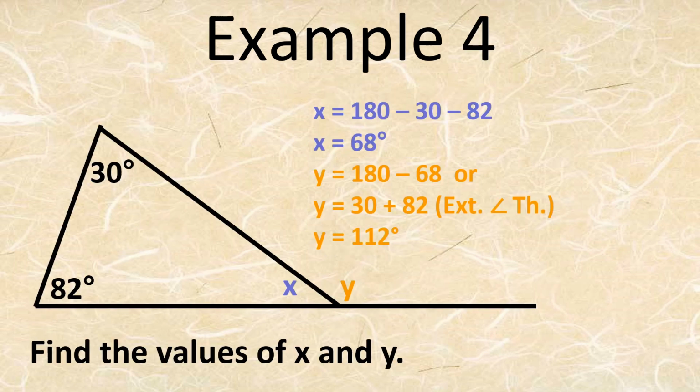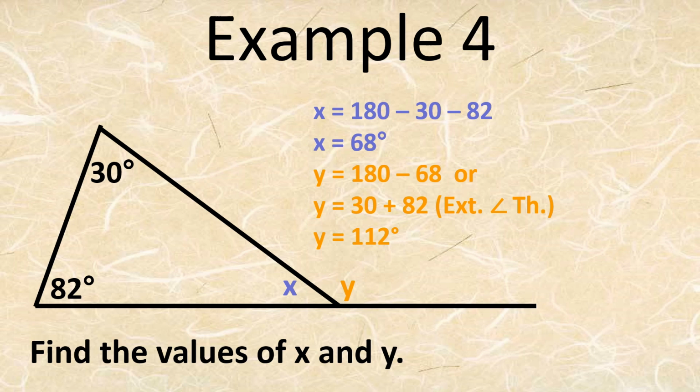Next, example 4. What is x? X is an interior angle. Given the two angles, that means X is equal to 180 minus 30 minus 82, or 68 degrees. What is Y? Y is equal to the sum of 30 and 82, or 112, by using the exterior angle theorem.